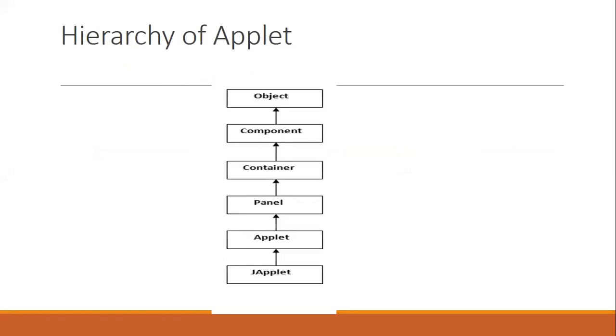So see the hierarchy of applet. We have the object class from which the component class is derived. Then we have the container, then the panel. Inside panel, we have applet. In case of AWT, we are going to use this applet class. And if you are using swings, then we can use the JApplet class.